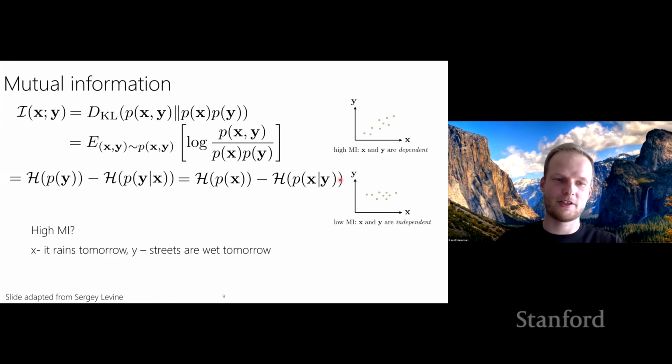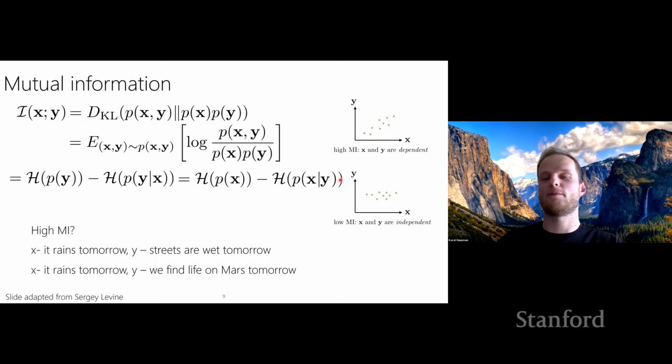All right, let's go for another example. So X is still it rains tomorrow, and Y is we find life on Mars tomorrow. Is it high or low mutual information content? All right, so it's fairly straightforward. Yeah, it's low mutual information because even though the entropy of P of X is still fairly high, we can't really tell whether it's going to rain tomorrow or not. The additional information that we're getting about Y, that we find life on Mars tomorrow, is not really going to help us guess whether it's going to rain tomorrow or not.